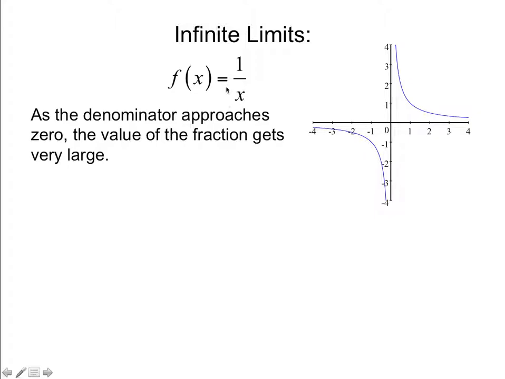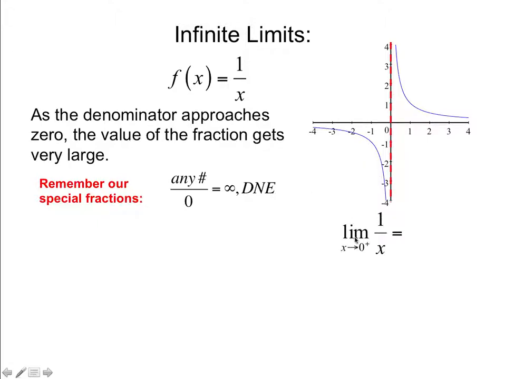Okay, so what value of x makes the denominator 0? That's just x equals 0. And from our special fractions, we know that if we have any number over 0, we can approximately call that infinity. Or we can say it doesn't exist, or I didn't put it here in the PowerPoint, but we can say it's undefined. So there's our vertical asymptote. So our vertical asymptote then involves a limit as we approach that asymptote, as we approach 0 from the positive side. So we have to look at both sides here.